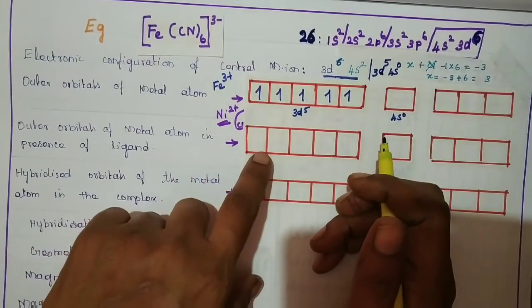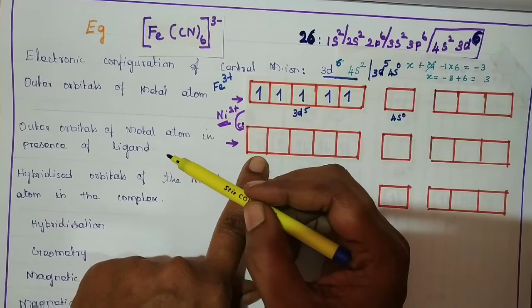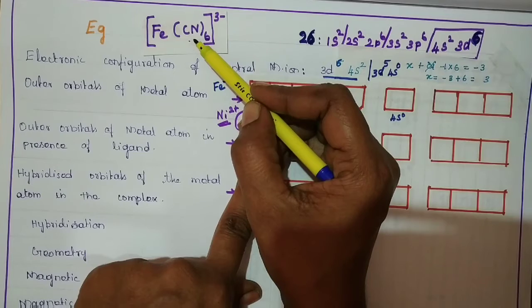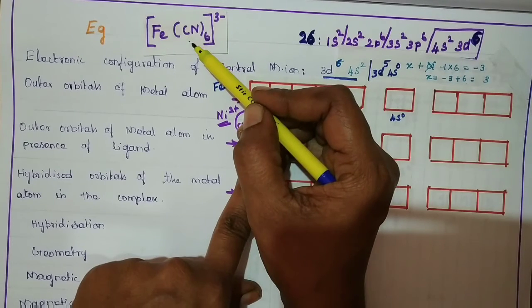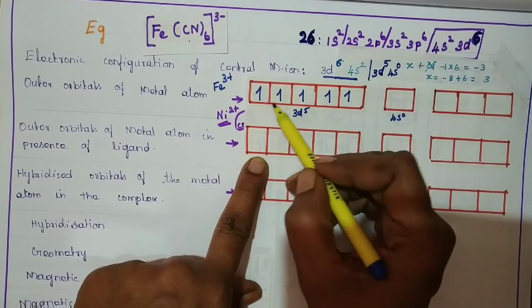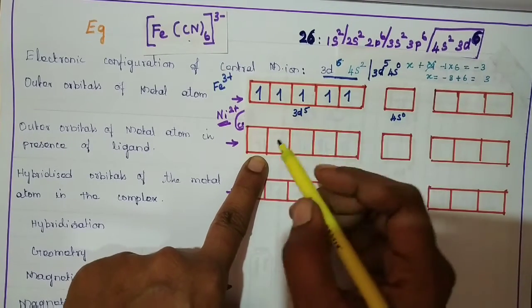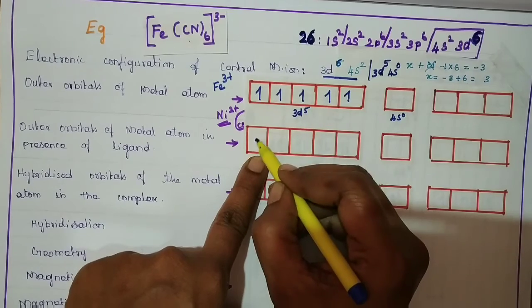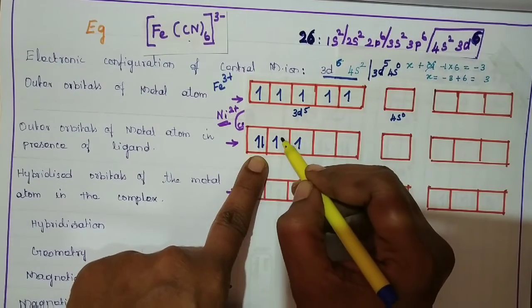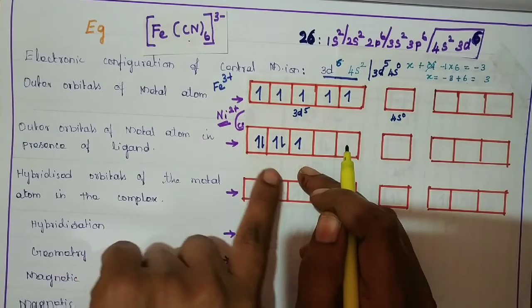Next one is very important. Outer orbitals of metal ion in presence of ligands. Here CN is the ligand, isn't it? CN is a negative ligand and also a strong ligand. Therefore, it pairs the single electrons, that is the unpaired electrons become paired. Therefore, these 5 electrons now change into 1, 2, 3, 4, 5. This is the 3d5.